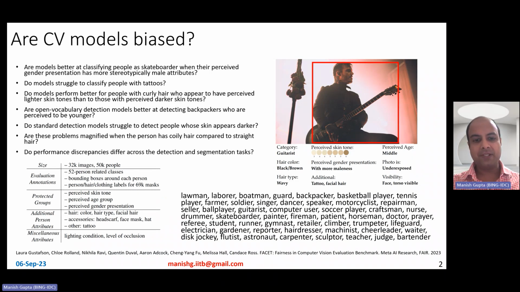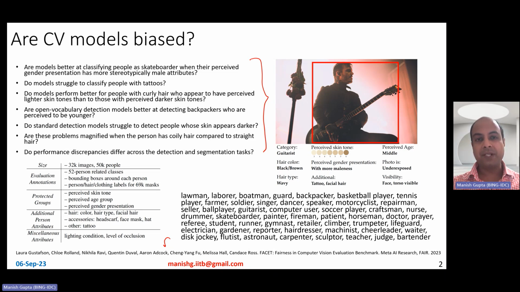This is a paper about a new data set from Meta AI called FACET, and this data set is around answering this basic question: Are computer vision models biased? In fact, there are a bunch of such interesting questions that the paper focuses on. Are models better at classifying people as skateboarder when their perceived gender presentation has more stereotypical male attributes? Do models struggle to classify people with tattoos?